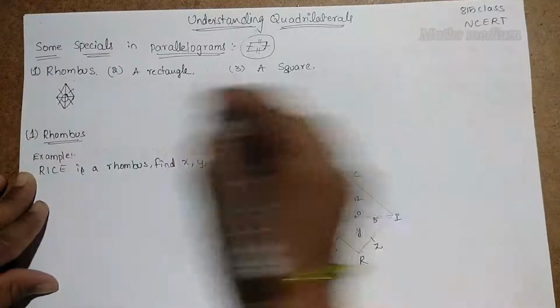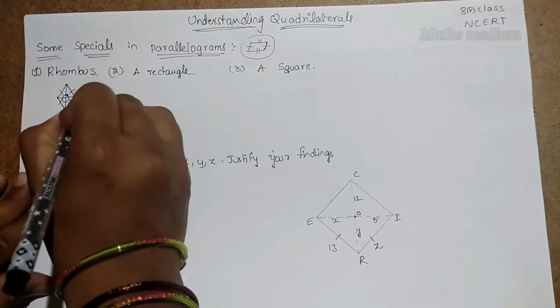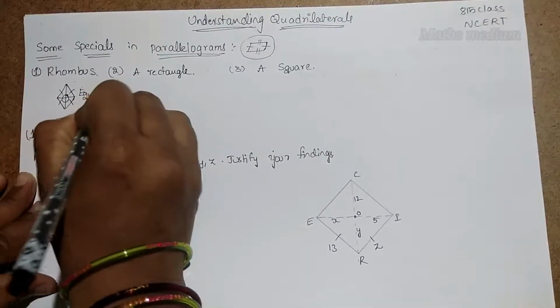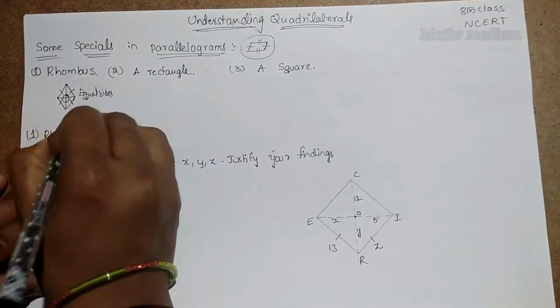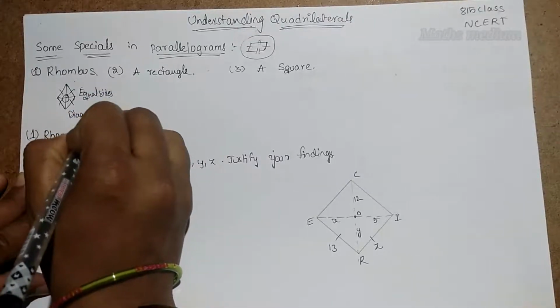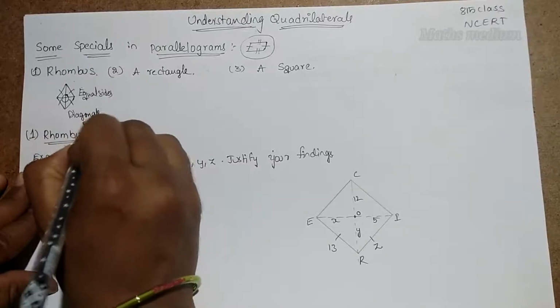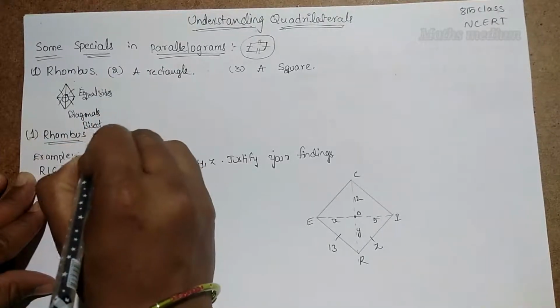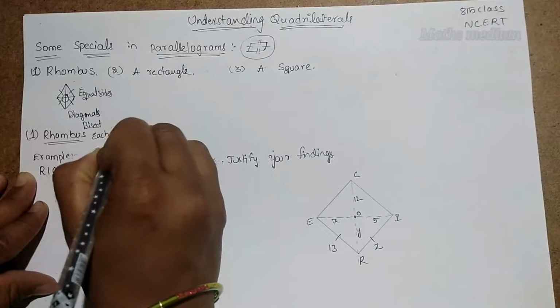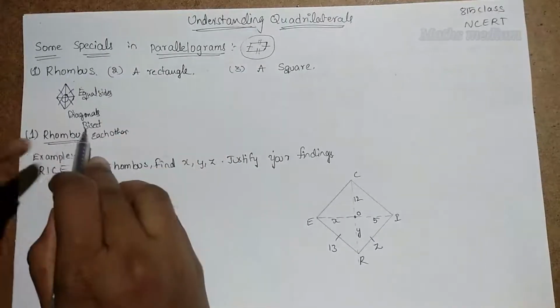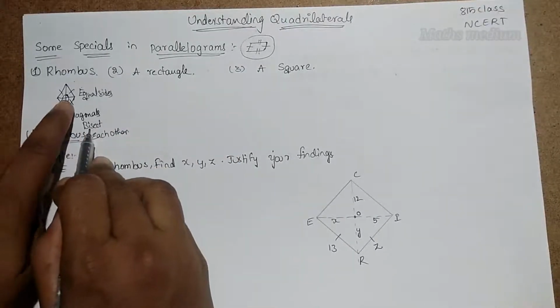So in a rhombus we have equal sides and diagonals bisect each other. Here bisect means at the midpoint.